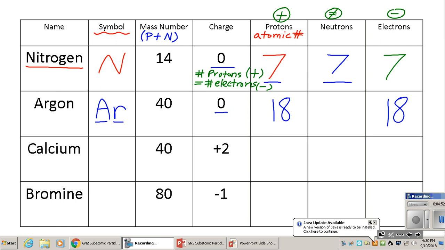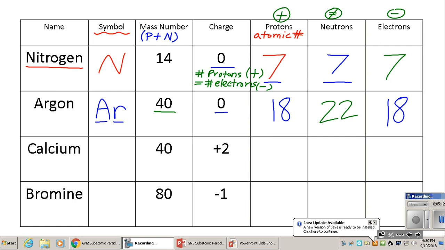We need to figure out the number of neutrons. So again, we're going to think about what we have. We know the total for protons and neutrons is 40. So we can take 40 and subtract the number of protons to give us the number of neutrons, which would be 22.